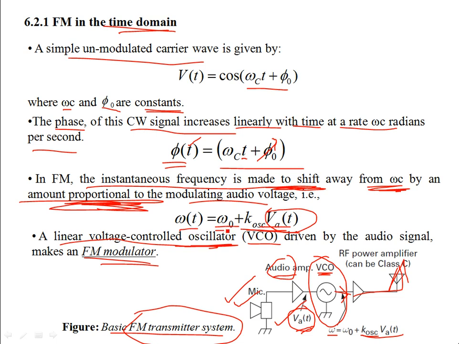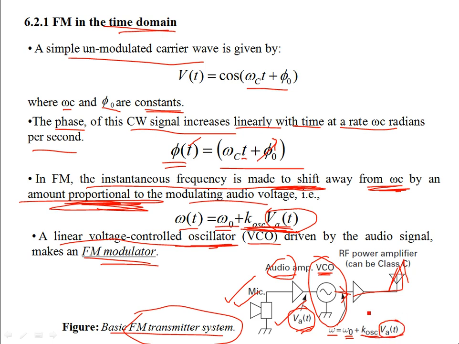The nominal frequency of the carrier is being varied with respect to the amplitude of the audio or the modulating signal. So this is a very simple setup that I've explained before. So for example, over here, whatever the signal you get from the microphone, let's call this the audio signal, and this audio signal is varying the frequency of the voltage controlled oscillator, which has a nominal frequency of omega naught, and this frequency is being varied with respect to the amplitude of the audio modulating signal, V_a(t).